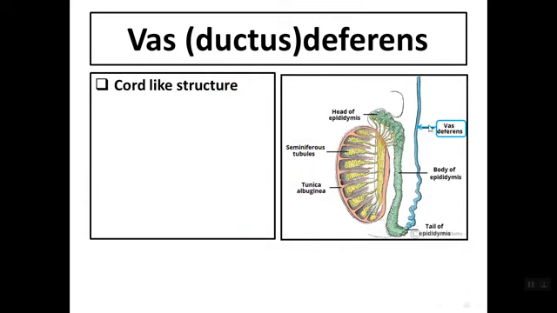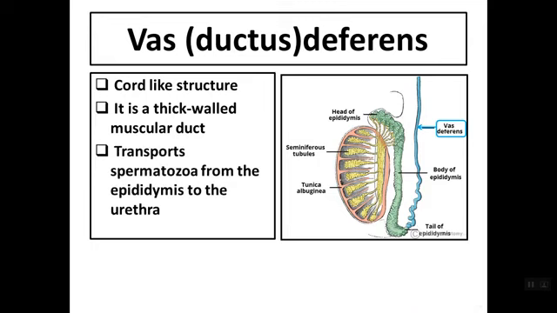This is the vas deferens or ductus deferens. It is a cord-like structure, a thick-walled muscular tube, because its function is to facilitate the passage of sperm through its lumen to the urethra. It is a thick-walled muscular duct, important for its function during contraction for the passage of the sperm. Its function, as we said, is to transport spermatozoa from the epididymis to the urethra.